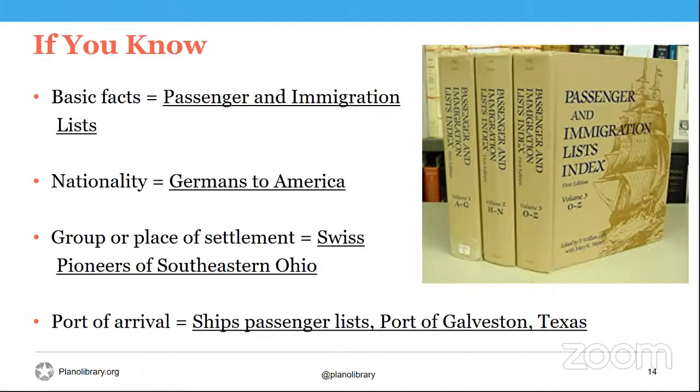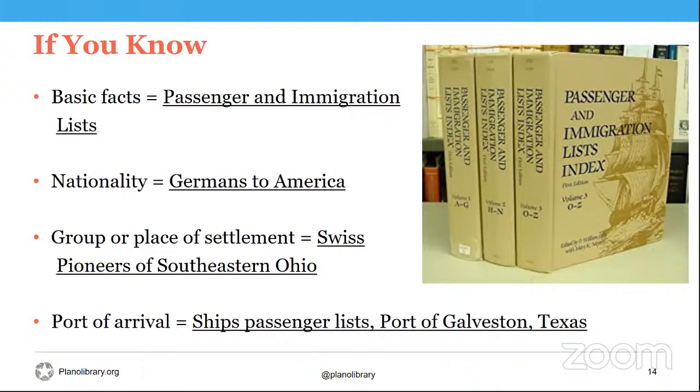Now, that's a little harder because there are some books created out there, like the Swiss pioneers of southeastern Ohio, where they settled at, or a port, like there's the ship's passenger list of Port of Galveston, Texas, that we have. These are just examples of the types of places or books or items that you're going to look for. And there could be more.